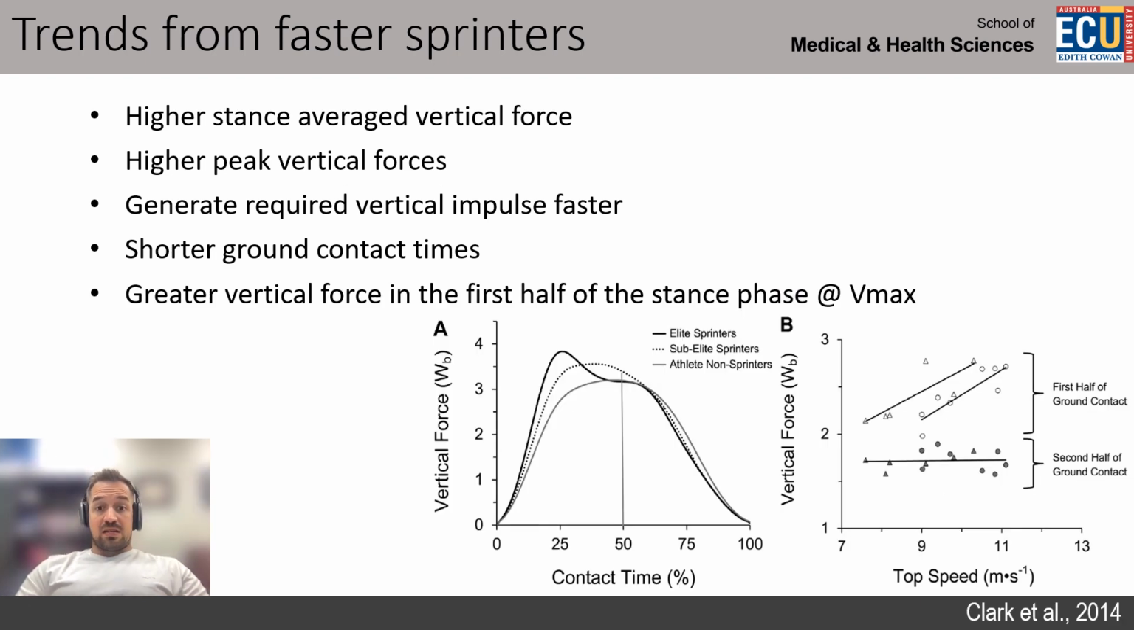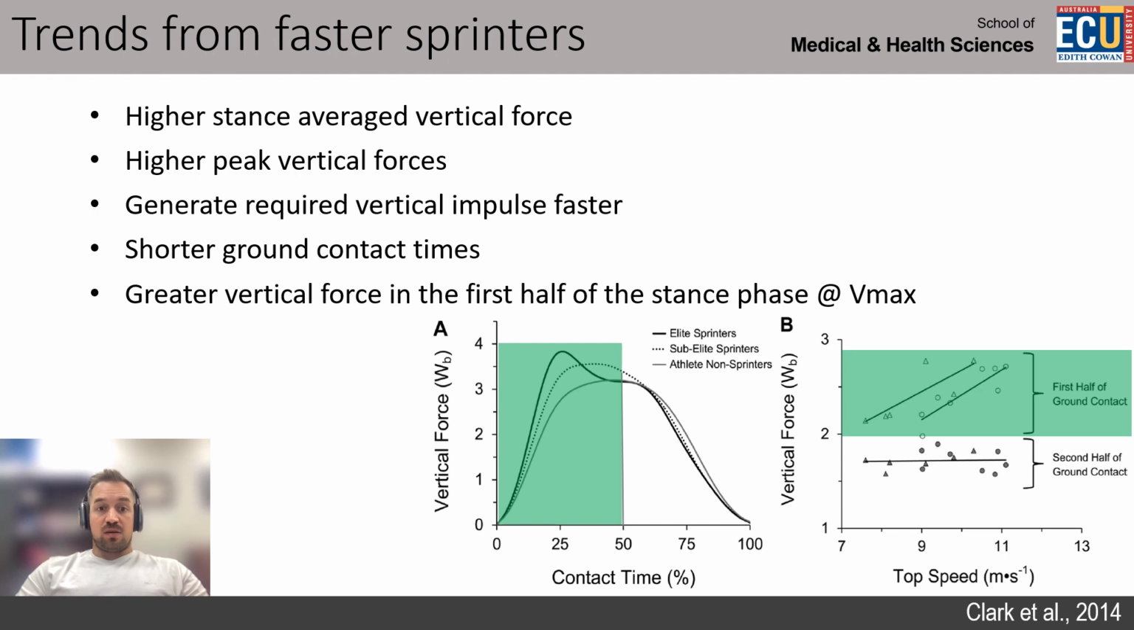So when we look at the entire force time curve of faster sprinters compared to sub-elite and regular PE students, we see a shift in the vertical ground reaction force towards a more asymmetrical force time curve biased towards the early stance phase. And there is a strong positive relationship between top speeds and the average force applied during the first half of the stance period. And essentially no relationship with the average force being applied during the second half of the stance.